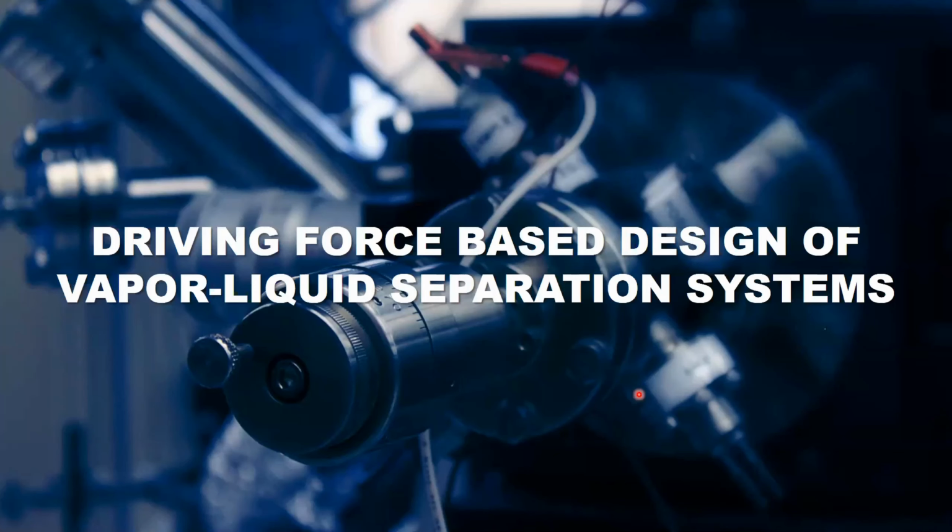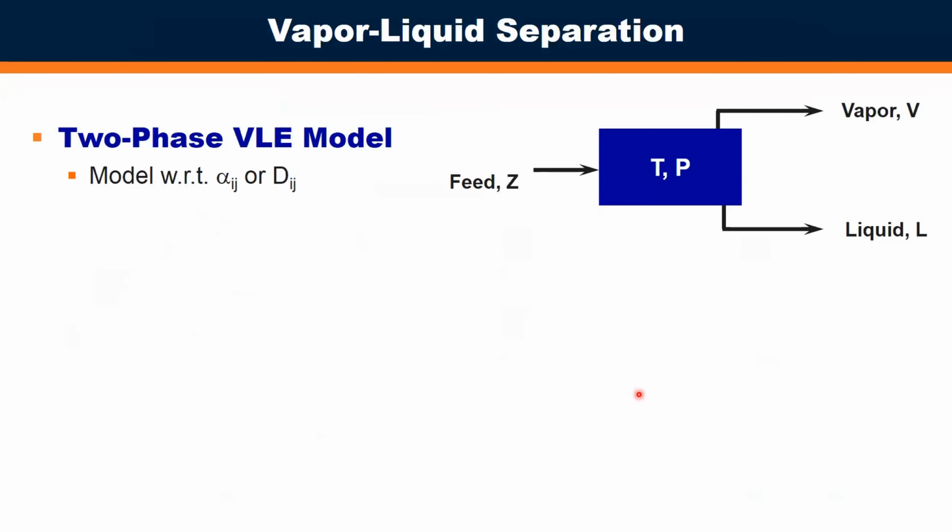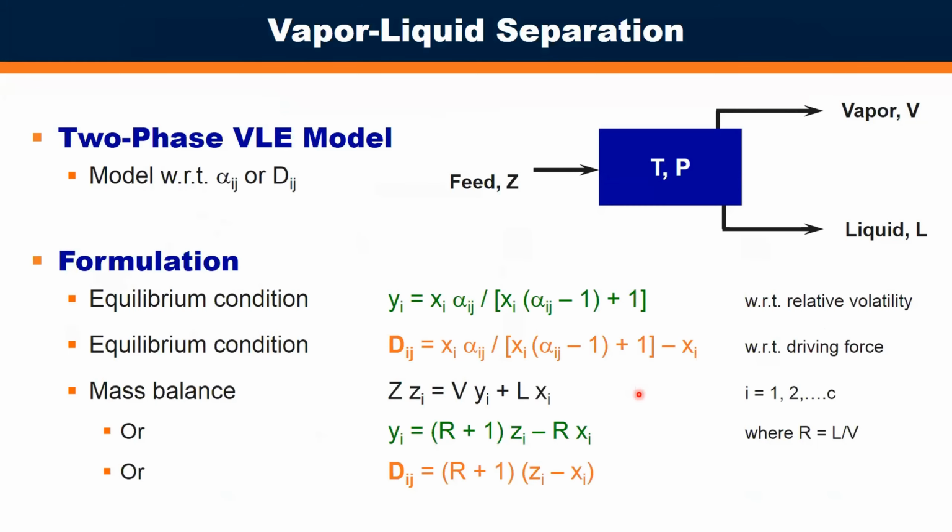So how do we use this? Now we're going to talk about how we use driving force based design for VLE systems. So start with something basic, a simple two-phase VLE model, and we can represent this with respect to either relative volatility, which is the classical representation, or with respect to driving force. So we have a feed stream with a certain composition, goes into our process at a certain temperature and pressure, out comes a vapor stream and a liquid stream. So we can write the equilibrium condition in terms of relative volatility, like I showed you before.